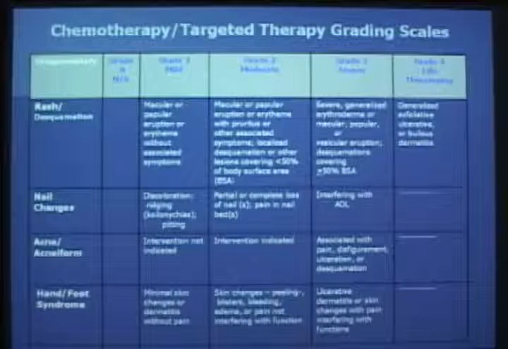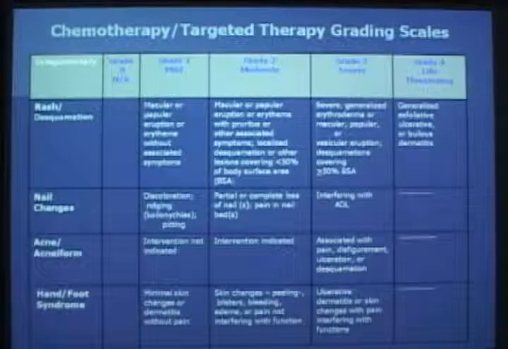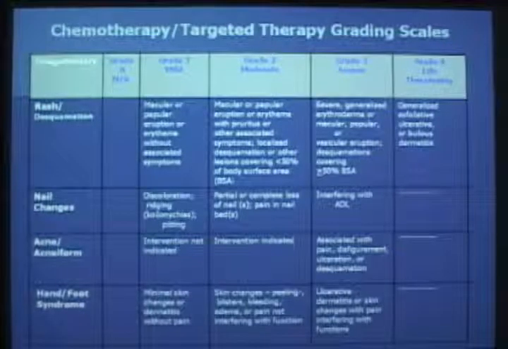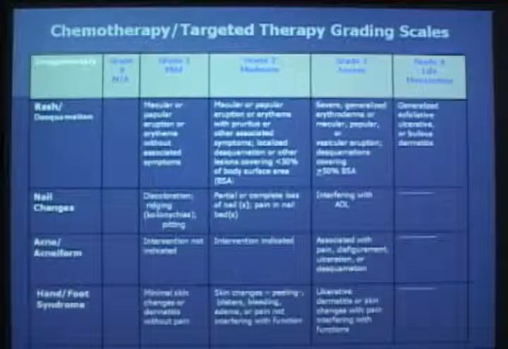The next one is acne or acneiform. The last one is hand and foot syndrome. And you'll notice they're very descriptive in terms of how to grade them. So it makes it clearer for anybody, and more objective in terms of evaluating a patient's response.